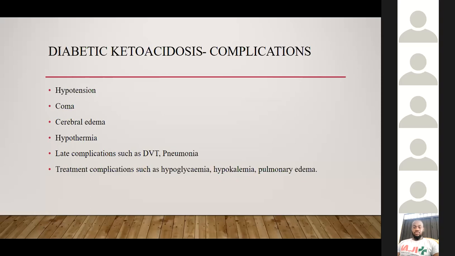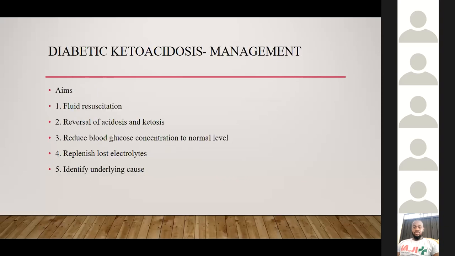And then, of course, pulmonary edema would also be a complication because you'll be giving this patient IV fluid and you can end up flooding the chest. So the aims of management for a DKA are straightforward. Because of the shock, you want to do fluid resuscitation. That's one. You want to reverse the acidosis and the ketosis. You want to reduce the blood glucose level. Also, you want to make sure you are replacing the electrolytes that are lost. Okay. And you want to identify the underlying cause.